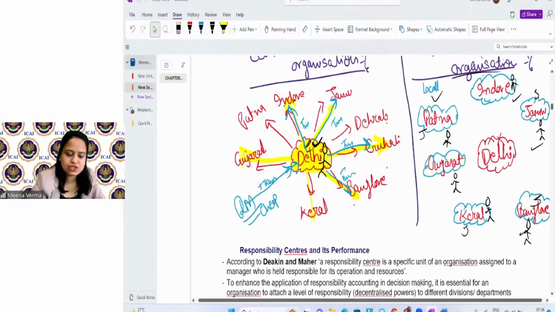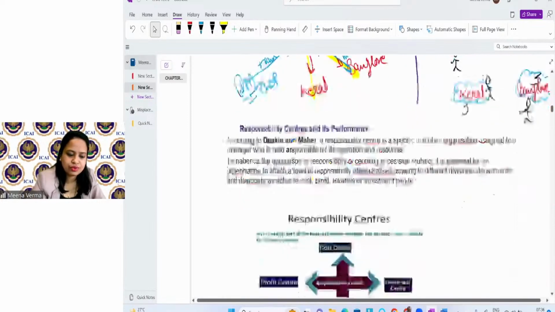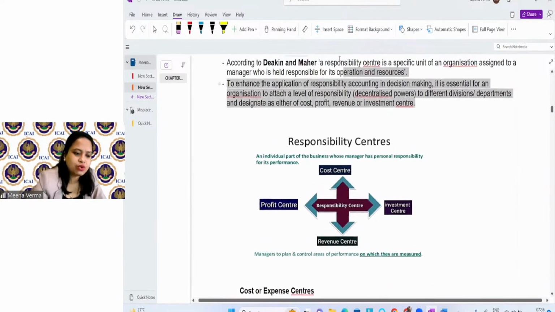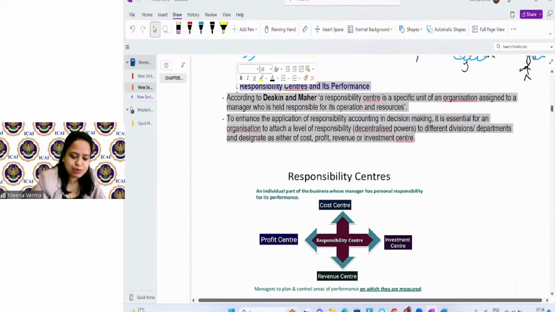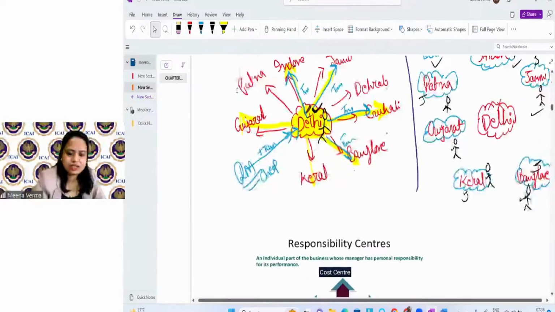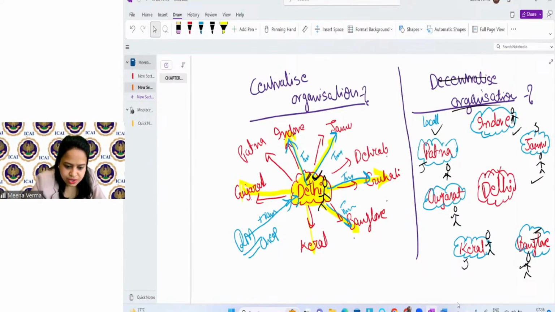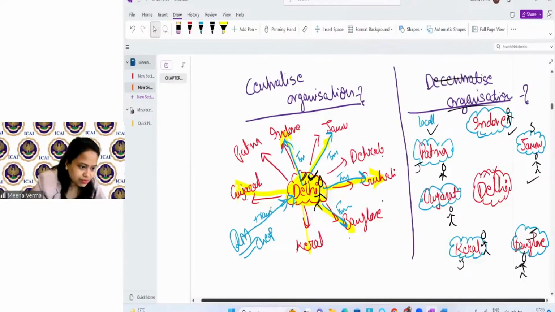Centralized and decentralized organization is clear to all. Okay, now let's talk about responsibility center. Now in case I told you decentralized organization is better, right? Here I explained that decentralized organization is much better than centralized organization. We have just discussed this, right?